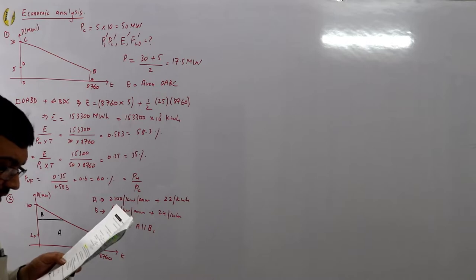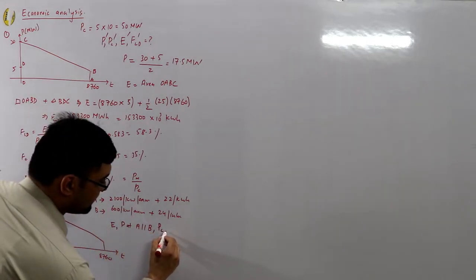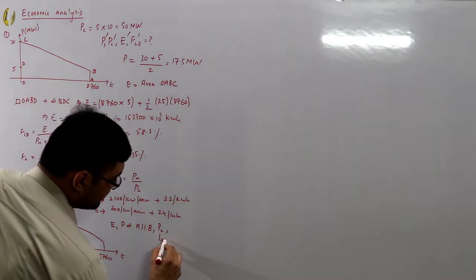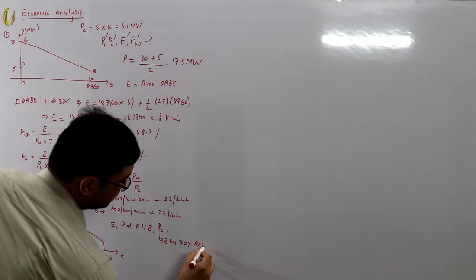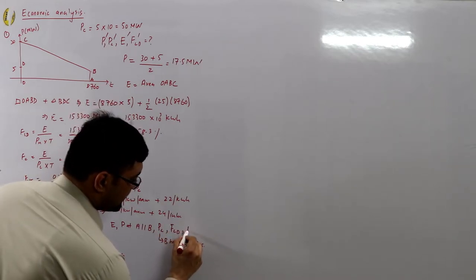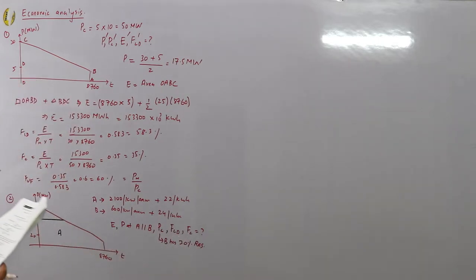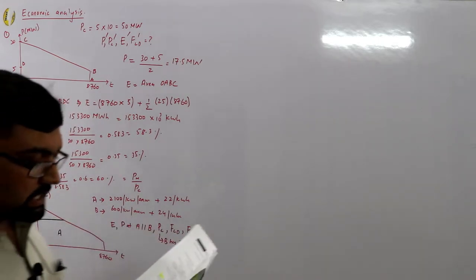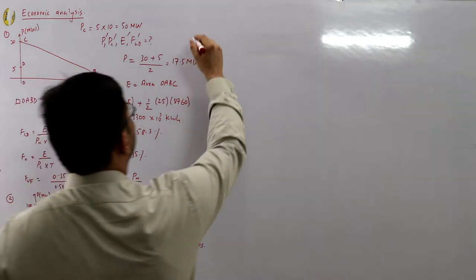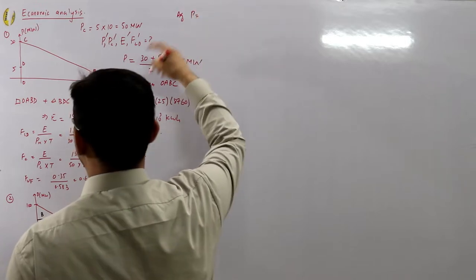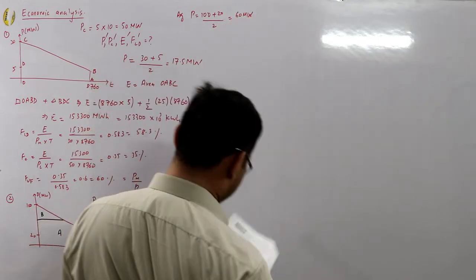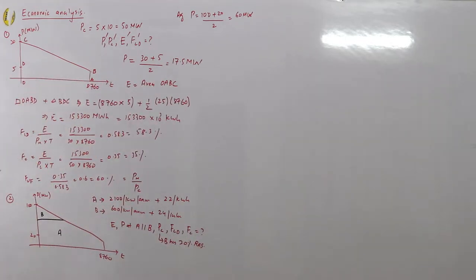We also need the installed capacity of each station, where B has a reserve capacity of 20%, and the annual load factors and the capacity factors of the two stations. First, the peak load is 100 and the off-peak is 20. So the average load on the station is (100 plus 20) upon 2, which is 60 megawatts, the average load on the power station.